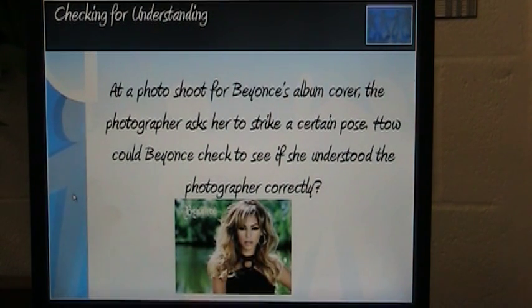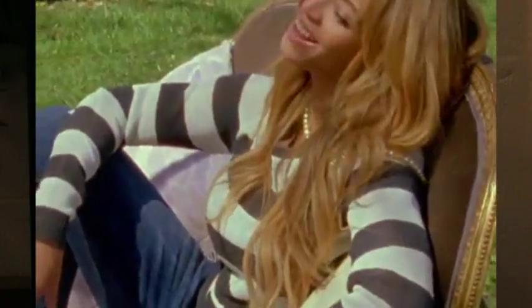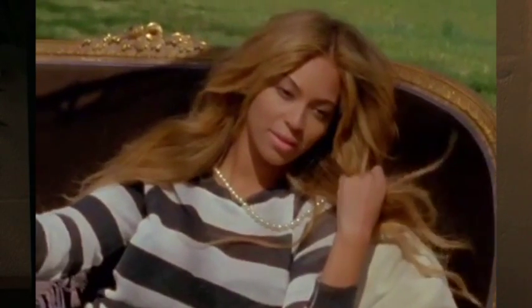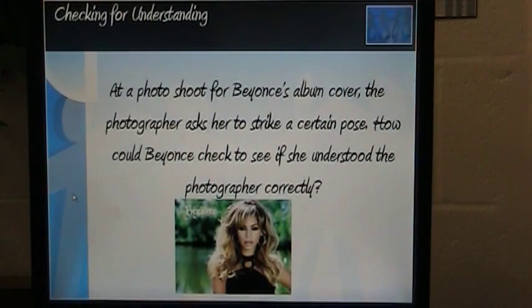Here's an example of checking for understanding. At a photo shoot for Beyonce's album cover, the photographer asked her to strike a certain pose. How could Beyonce check to see if she understood the photographer correctly?